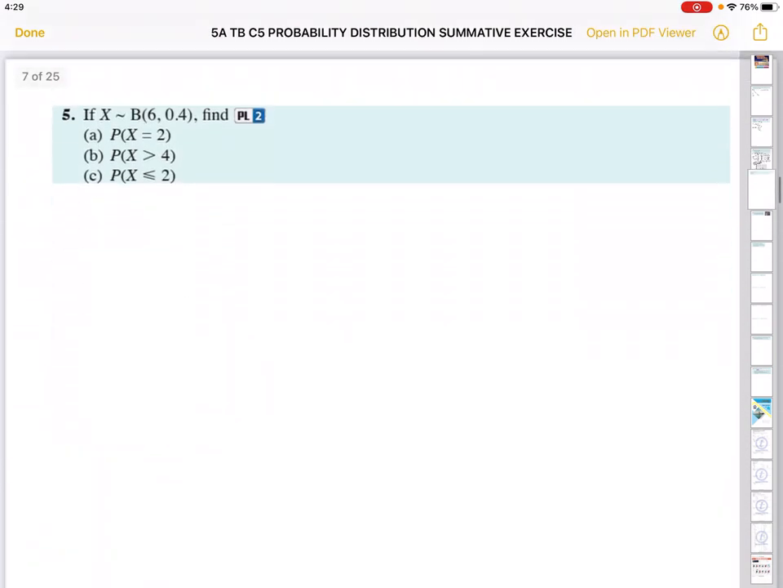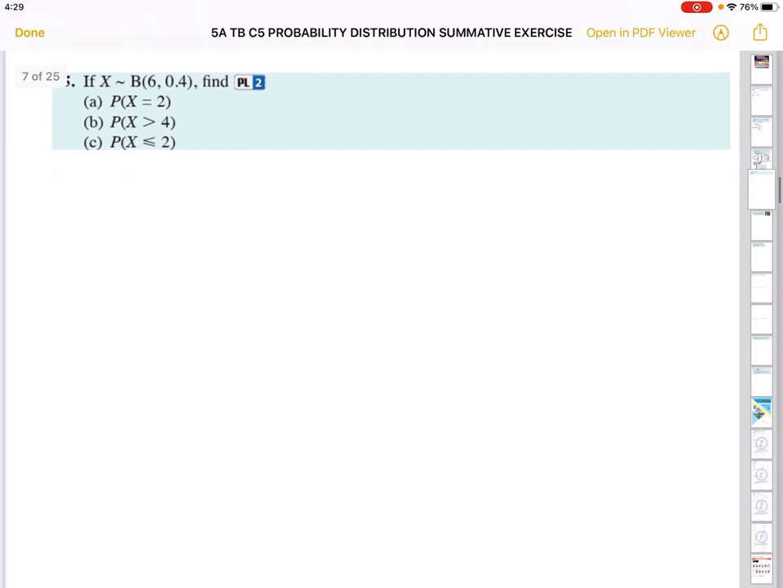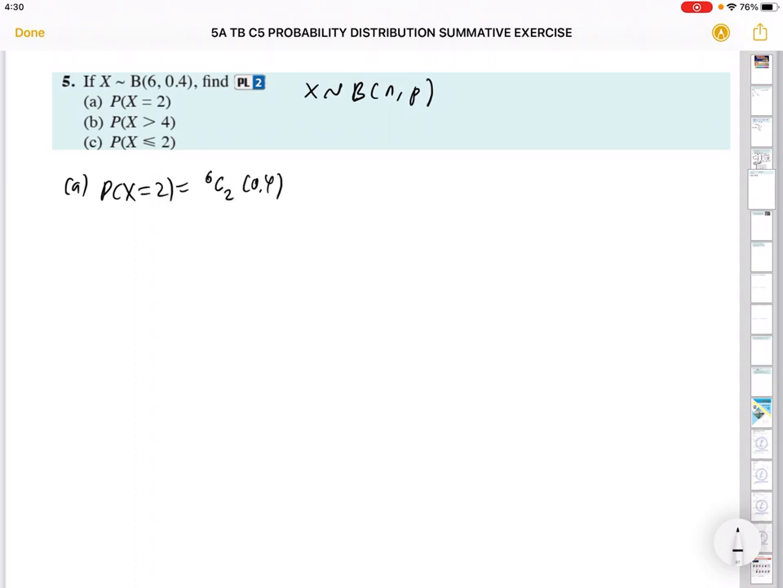Okay, this is a binomial distribution, right? Remember, when they write in this notation, this is n and the second one is p, the probability of success. So n is the number of trials. So the first part we are finding x exactly 2. So use the formula 6C2 p to the power 2 q to the power 4. Use a calculator, you get 0.3110, right?